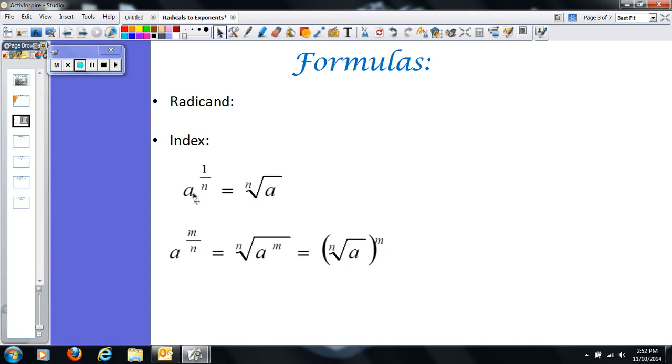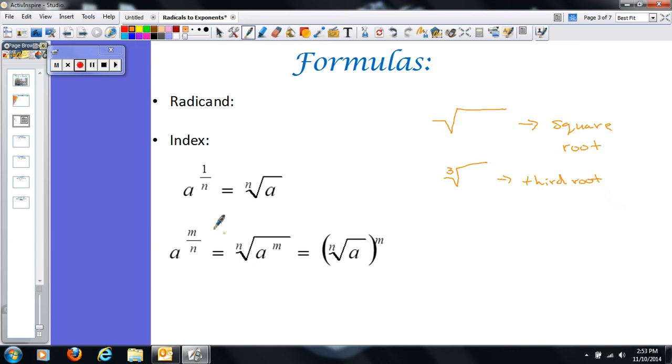So the first one says a to the 1 over n power equals what we call the nth root of a. Okay, many of you have seen this before. This is what we called a square root. So if n doesn't have anything here, then this is just known as a square root. Okay, it's the standard. But if there's another number there, like if you were to see something like this, it would be called the third root.